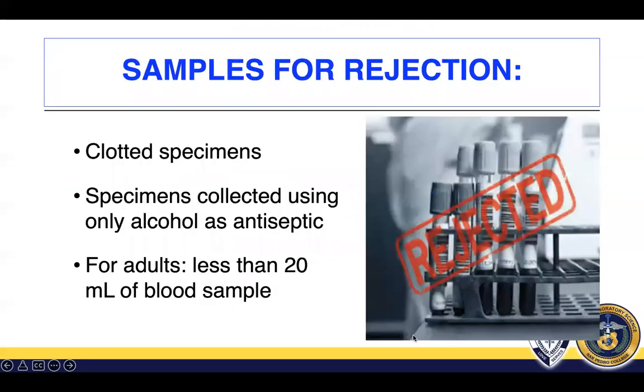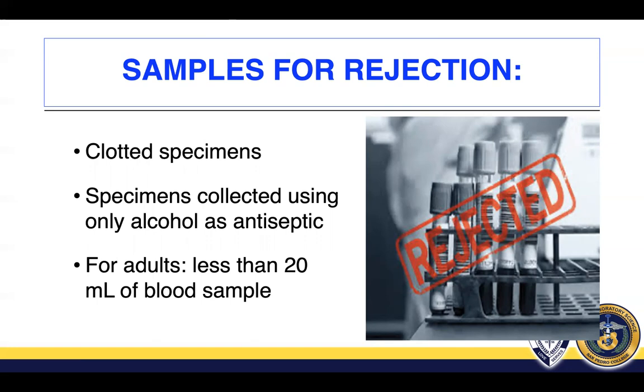Now, what are the samples for rejection? Of course, we cannot process clotted samples, so that's rejection. Specimen collected using only alcohol as antiseptic. Remember, our normal microbiota on the skin has been exposed so many times to alcohol. Sometimes they become oblivious to the effect of alcohol.